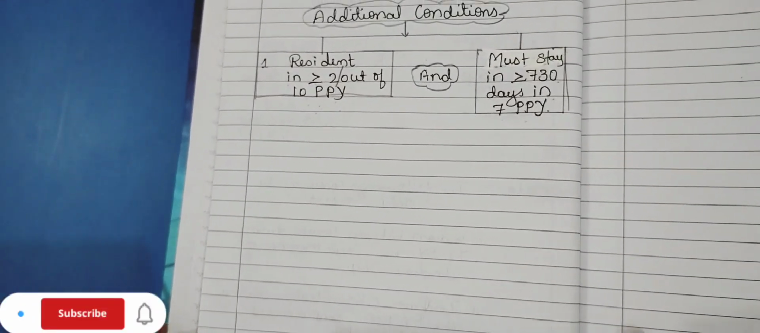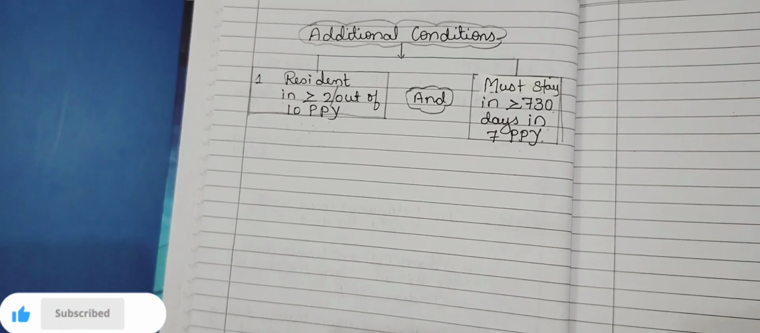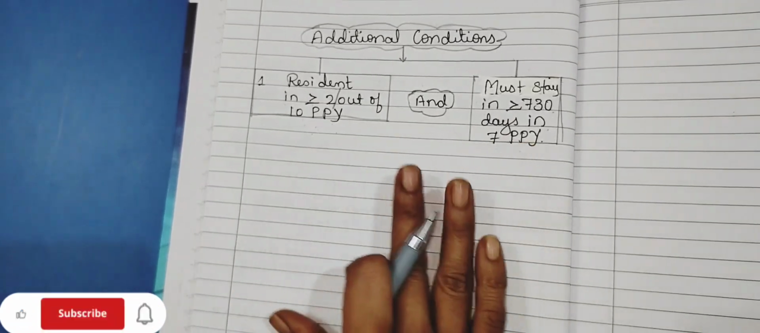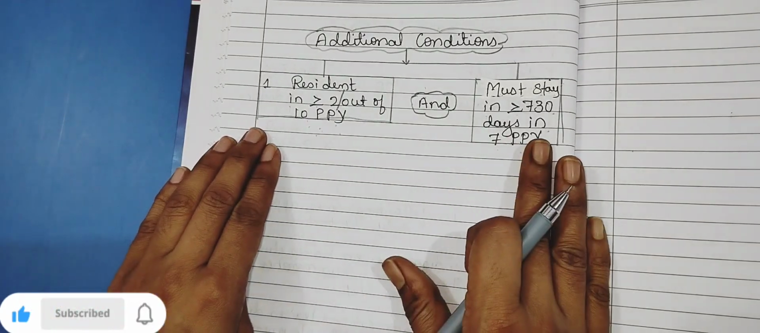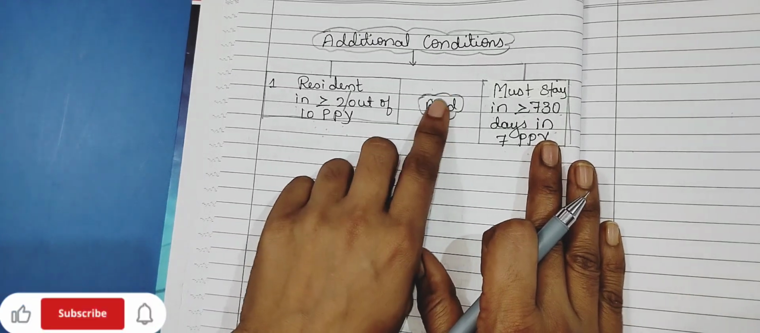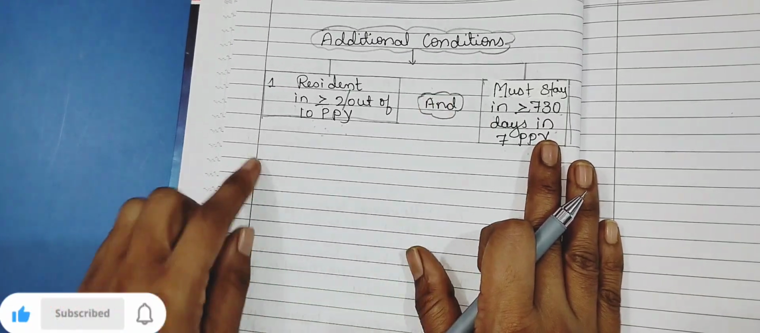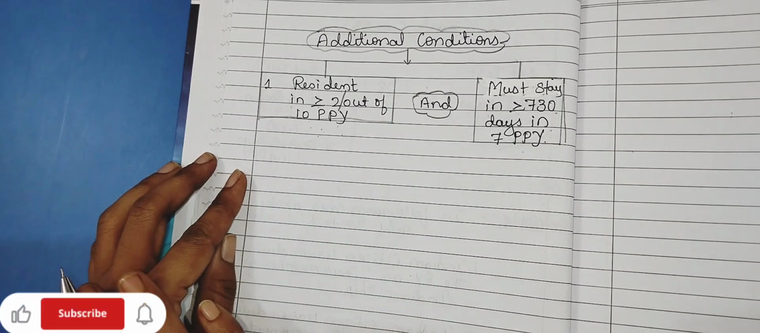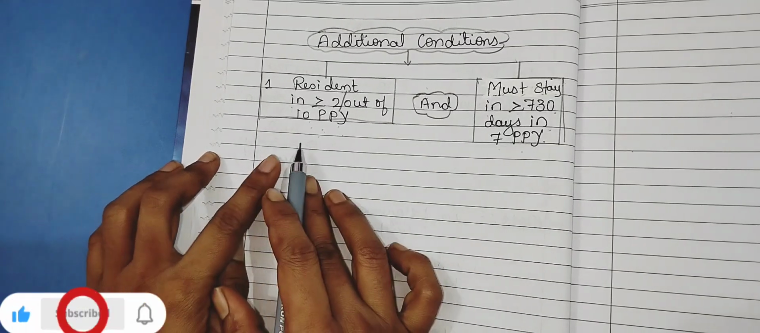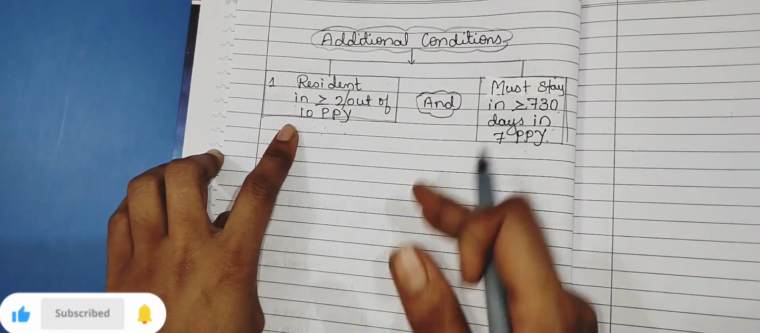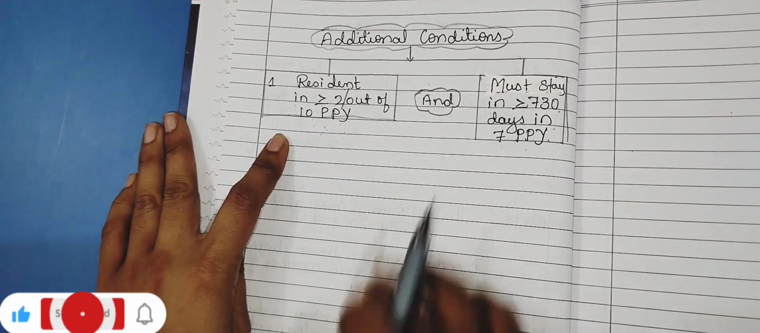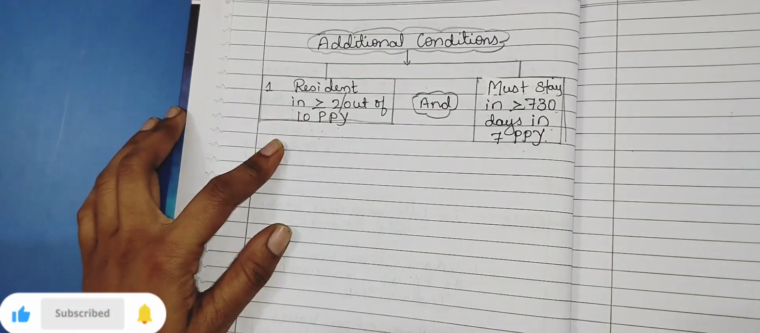Now let us understand the additional conditions. There are 2 additional conditions, and he has to satisfy both. That's why here we have 'and'. He should be a resident in 2 out of 10 preceding previous years. We are checking his history. In the 10 years, at least 2 years he should have been a resident.